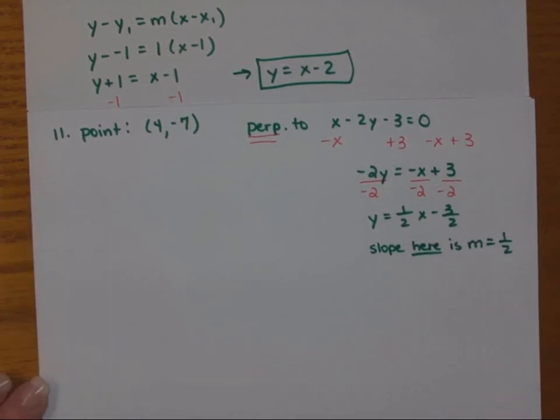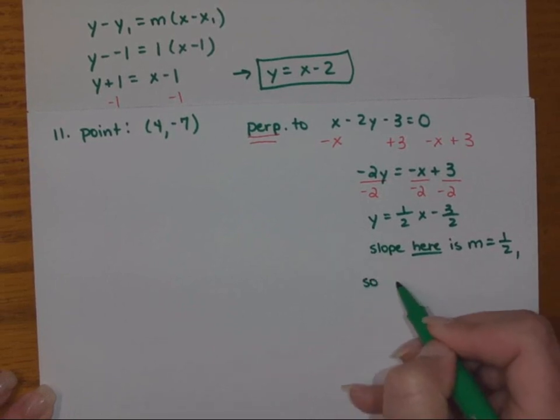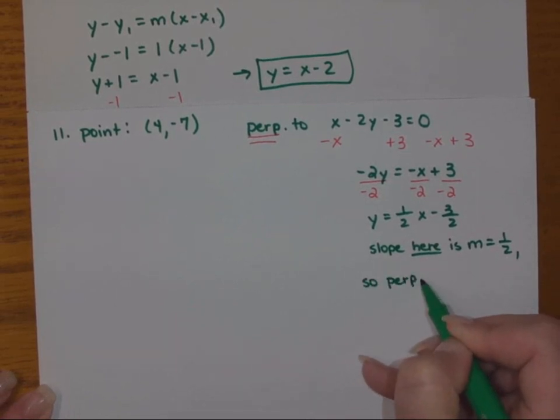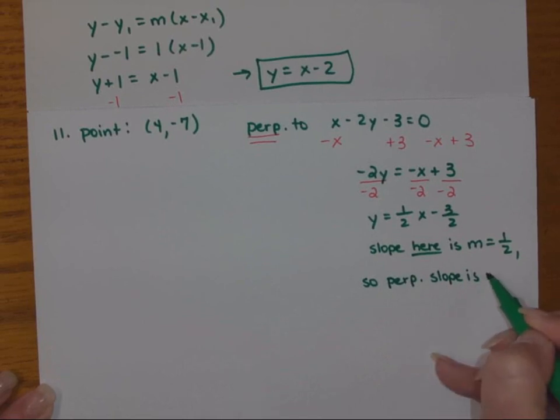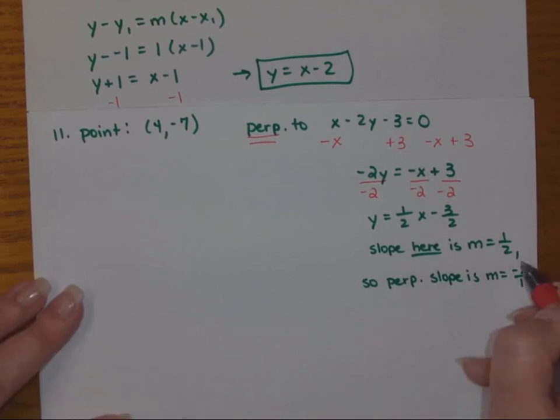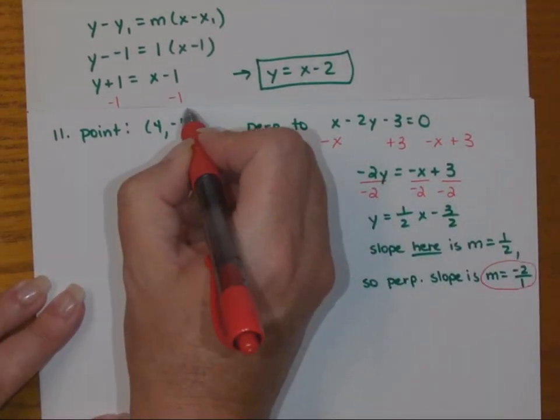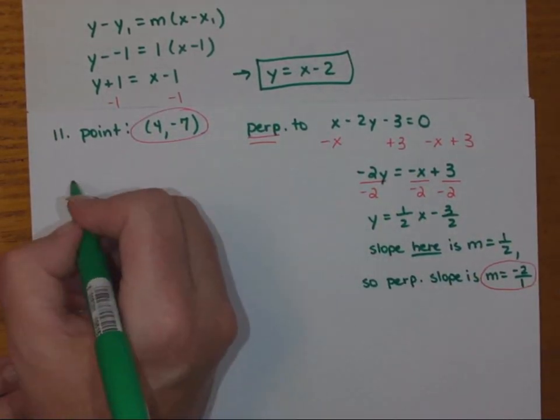Okay, but I want the slope that's perpendicular to it, right? So I want the perpendicular slope, and that's what we're going to use, right? So the perpendicular slope would be -2 over 1. Okay, so now I've got a slope and a point, and now I'm going to do my y minus y1 thing.